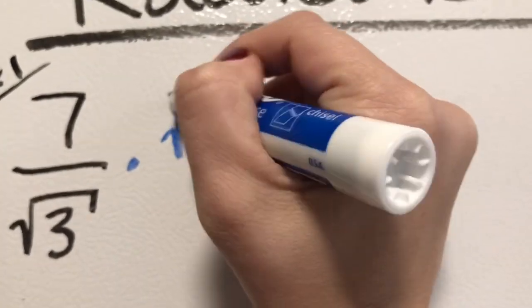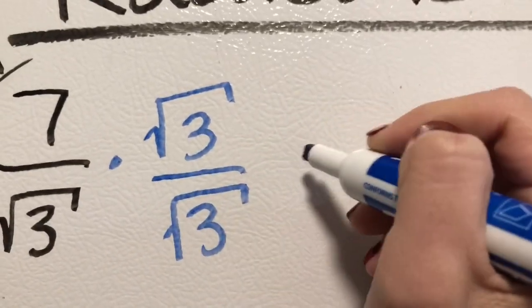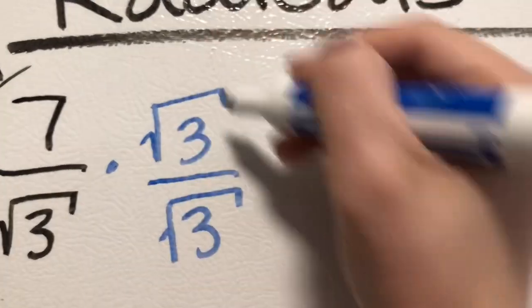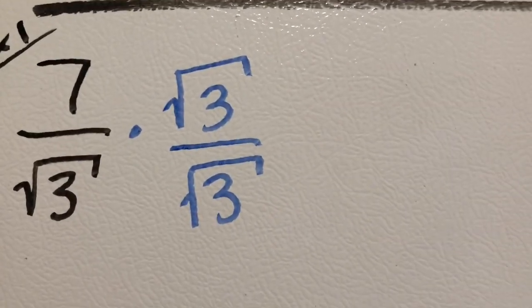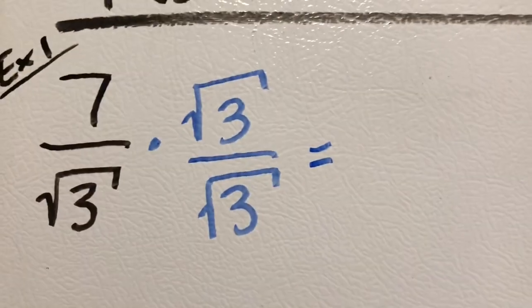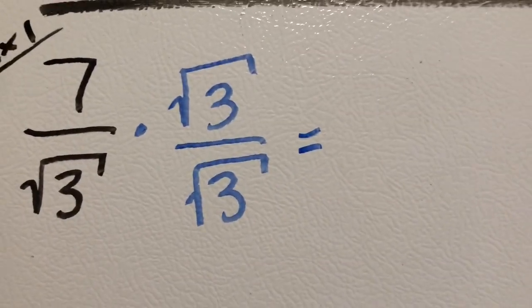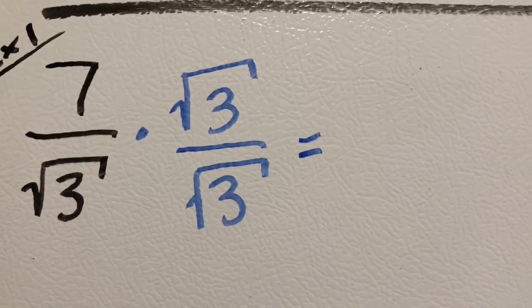So in this case, I'm going to multiply the top and the bottom of this by radical 3. And because I'm multiplying by radical 3 over radical 3, it's like I'm multiplying by 1. So I'm allowed to do this. I'm allowed to multiply anything by 1, and I'm still not going to change that 7 over radical 3 as far as the value of it.